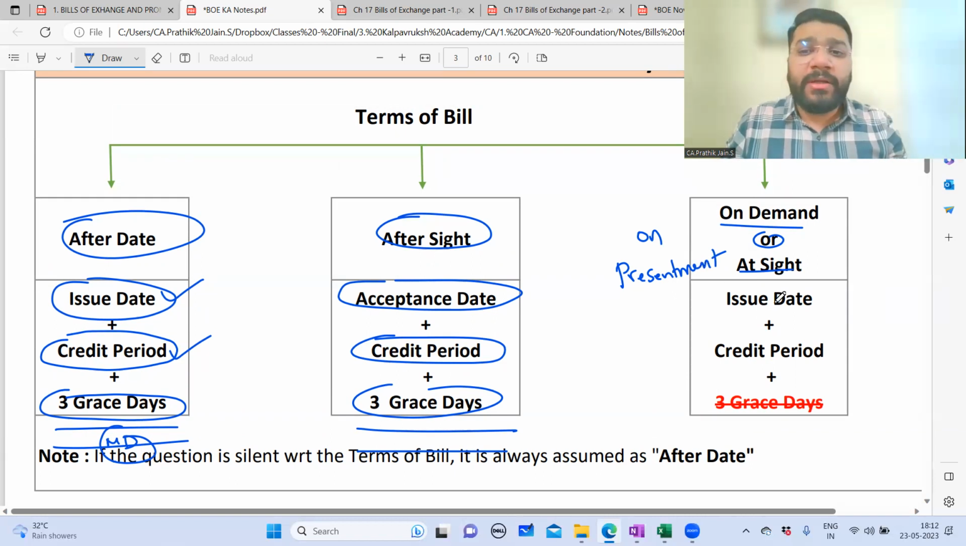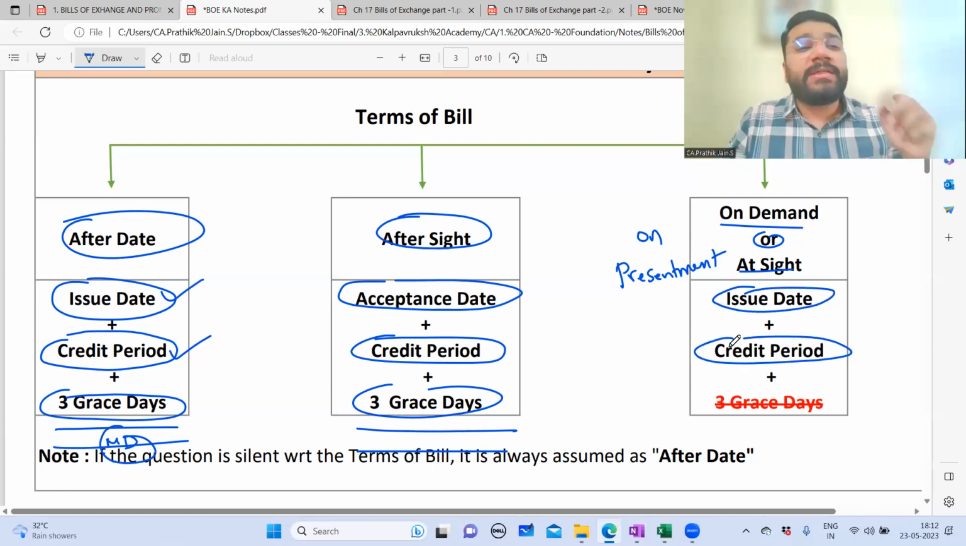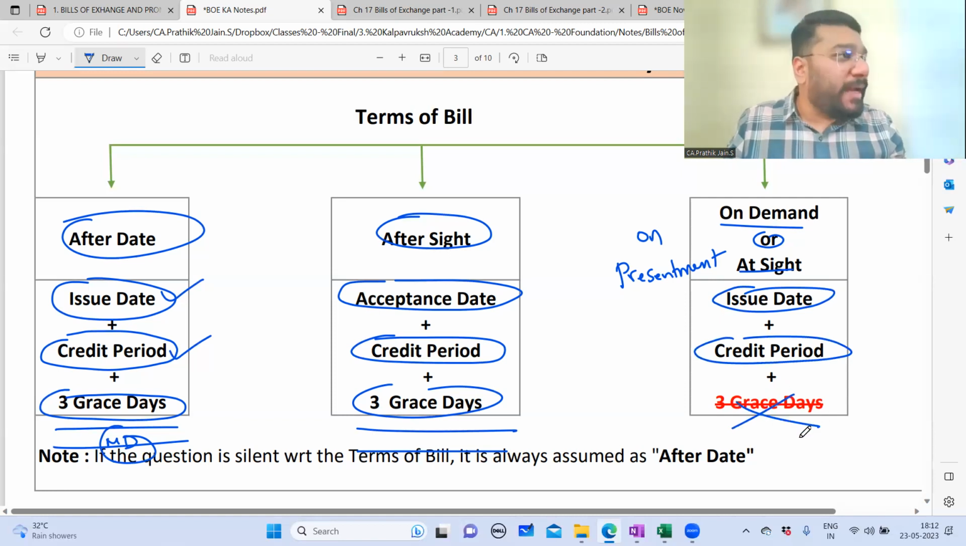That is the condition. You'll take the base date as issue date plus credit period. Now, since it is on demand, it has to be paid immediately. There is no concept of grace days being added. So your issue date plus credit period alone will give you the maturity date.